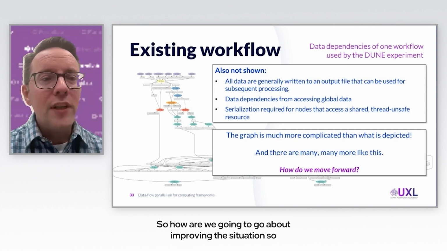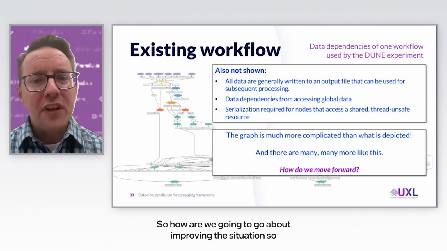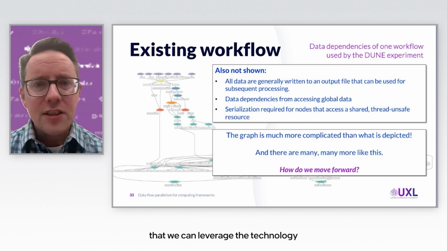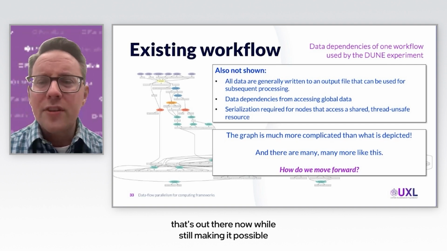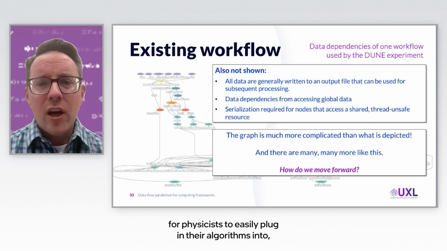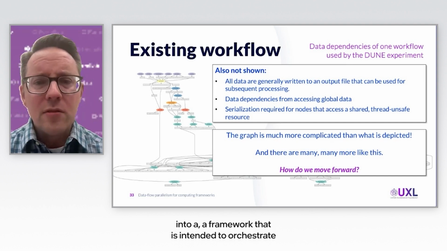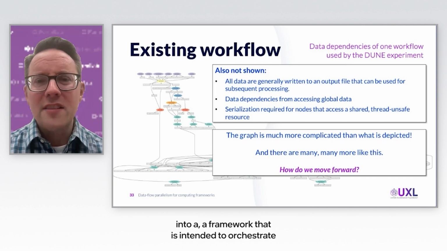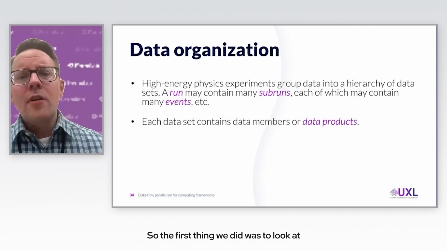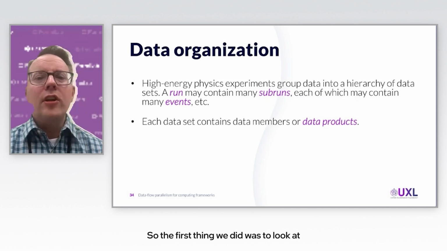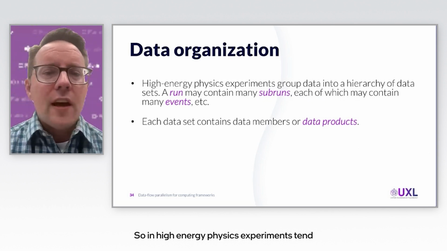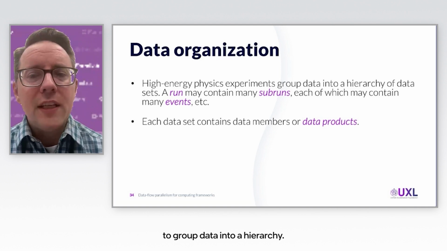So how are we going to go about improving the situation so that we can leverage the technology that's out there now while still making it possible for physicists to easily plug in their algorithms into a framework that is intended to orchestrate how those algorithms should execute? So the first thing we did was to look at how the data are actually organized. So in high energy physics, experiments tend to group data into a hierarchy.